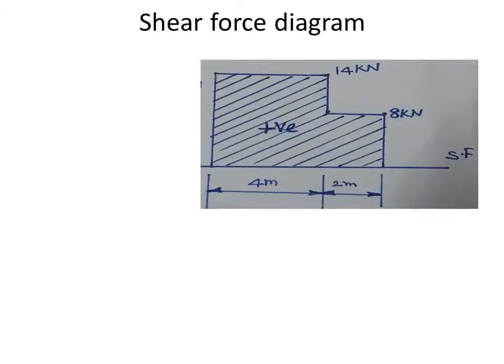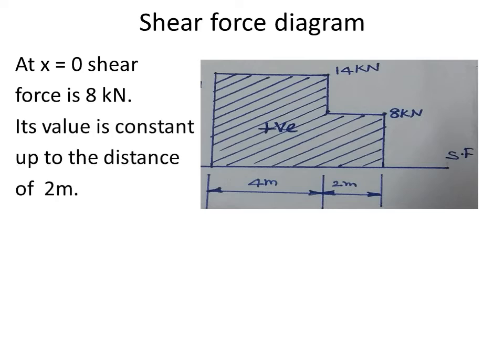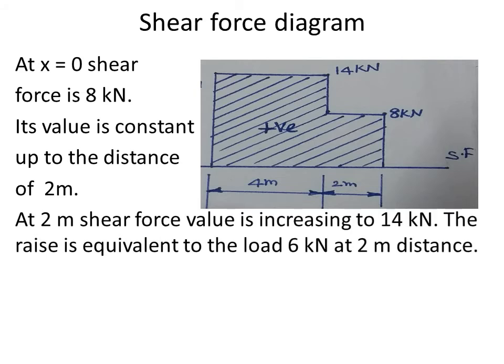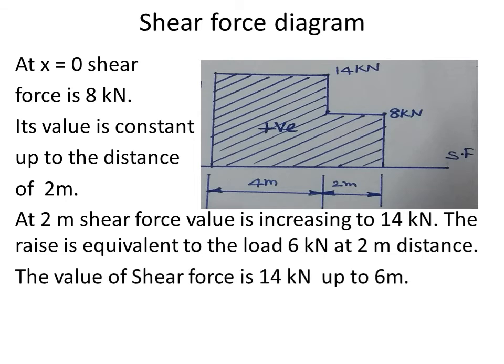Shear force diagram. At x equal to 0, shear force is 8 kilonewtons. Its value is constant up to a distance of 2 meters. At 2 meters, the shear force value increases to 14 kilonewtons. The rise is equivalent to the load of 6 kilonewtons at 2 meters distance. The value of shear force is 14 kilonewtons up to 6 meters.